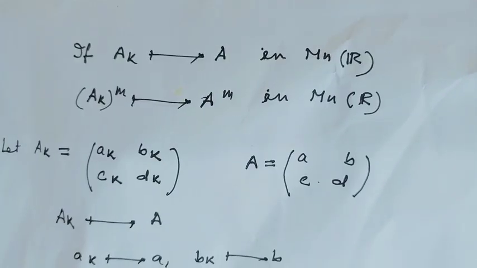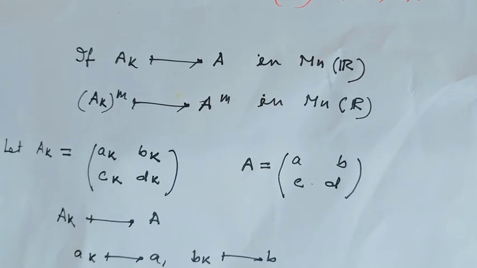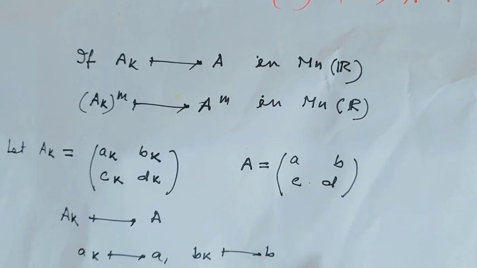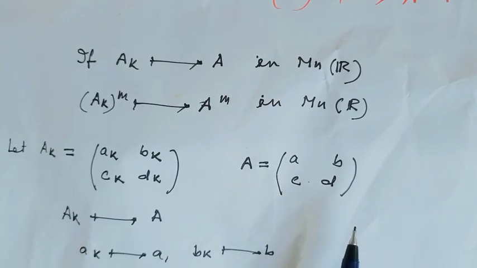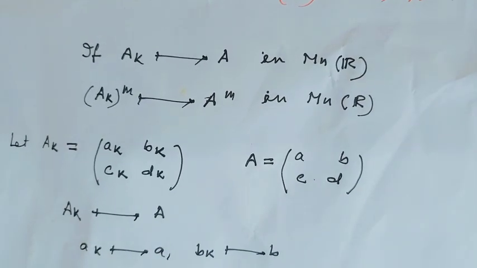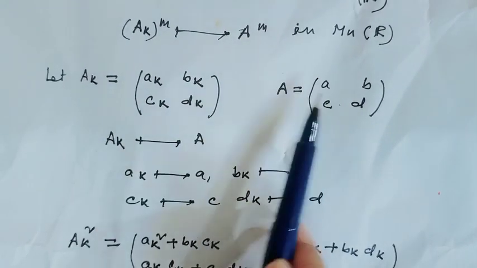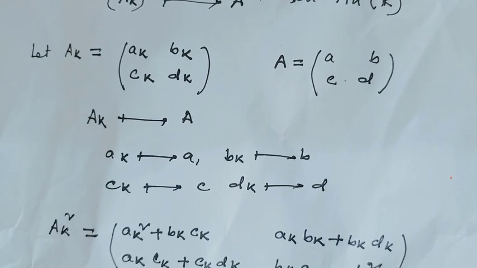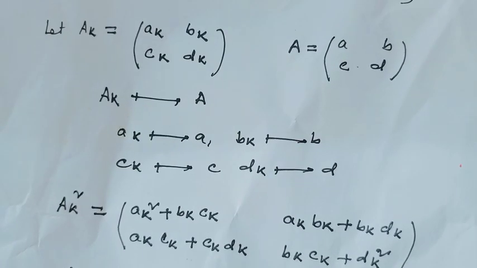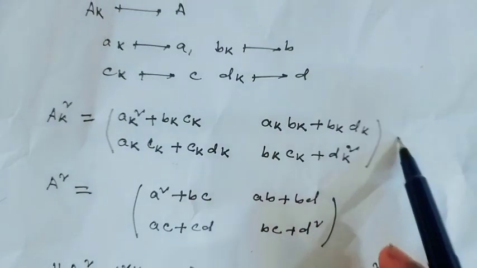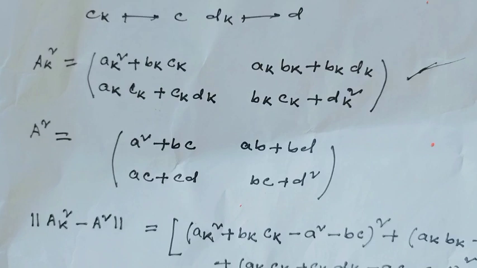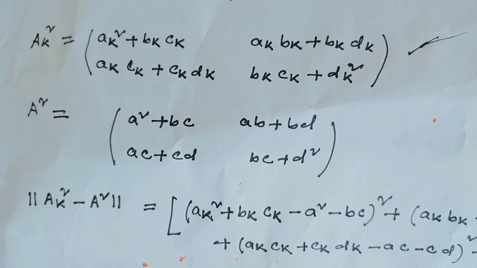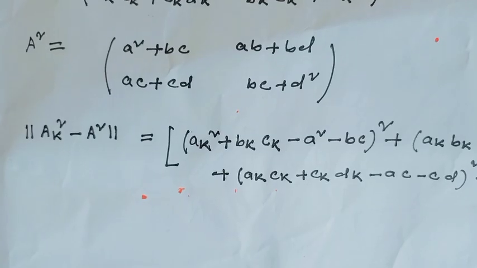For this, consider the sequence of matrices, so consider A_k equal to [a_k, b_k; c_k, d_k], and consider A equal to [a, b; c, d]. Since given A_k converges to A, therefore small a_k converges to a, b_k converges to b, c_k converges to c and d_k converges to d. Then we have to prove A_k square converges to A square. For this, A_k square is this matrix and A square is this matrix. To prove this, I will prove the norm of A_k square minus A square tends to 0.